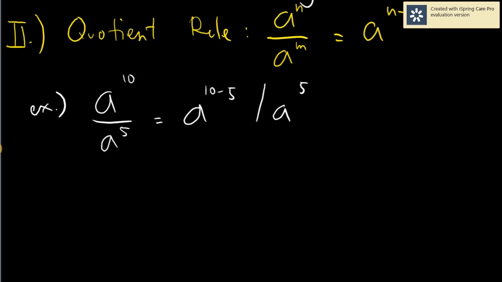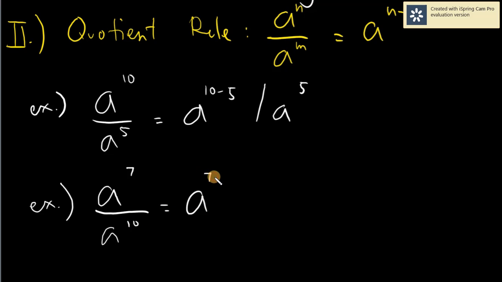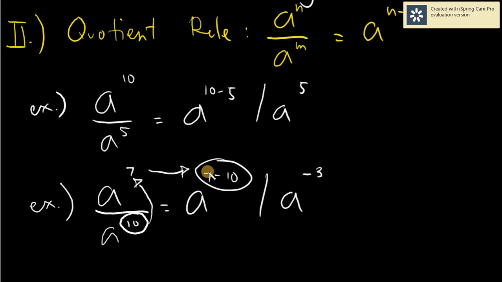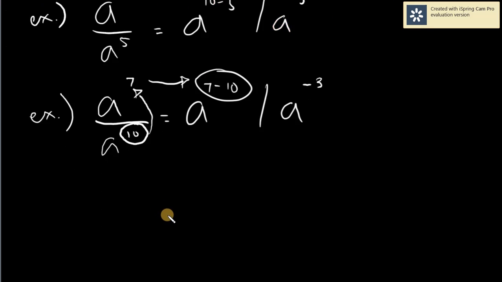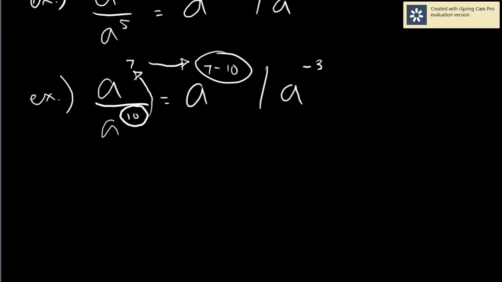Another subtraction of the exponents. Say I have a raised to 7 over a raised to 10. This would be 7 minus 10, and it will give me a raised to negative 3. It does not matter whether it's positive or negative, as long as you are following the quotient rule. This is what you will subtract from the one on top, which will in turn give you this. That is the quotient rule.